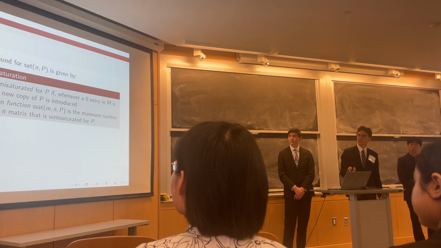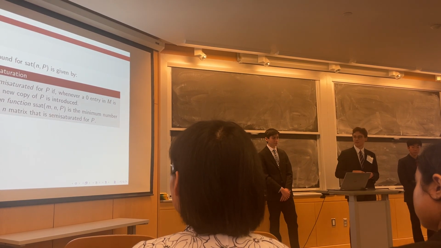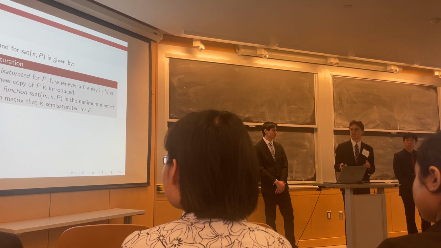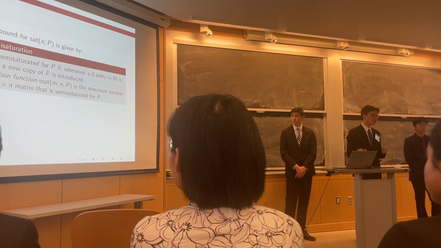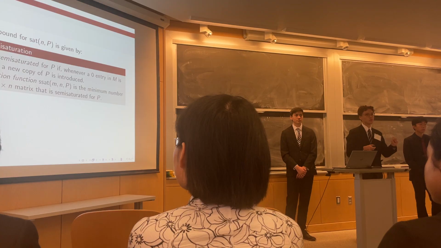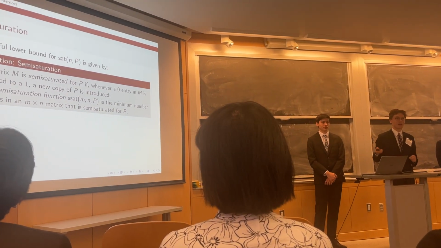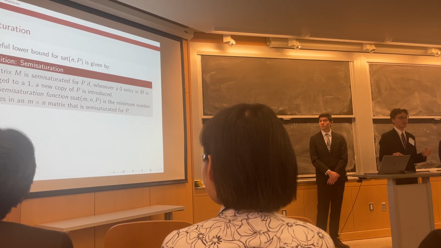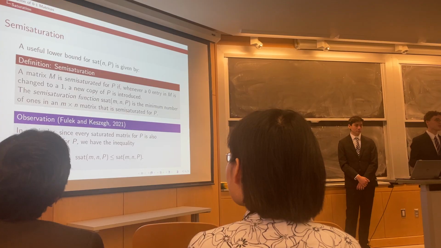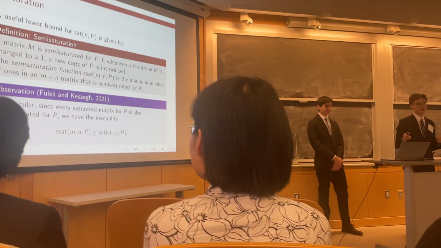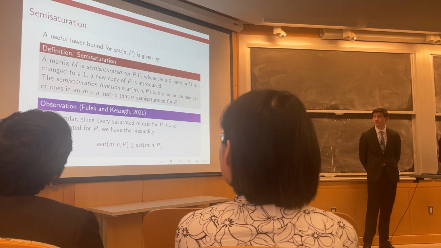But so the first tool that we have to study saturation is a weaker condition, so semi-saturation. We say a matrix is semi-saturated if whenever we add in a new 1 entry, then we add a new copy of the pattern. And so we've removed the requirement that it doesn't contain the pattern originally. And this is useful because the semi-saturation function always provides a lower bound for the saturation function, because this is a strictly weaker condition.